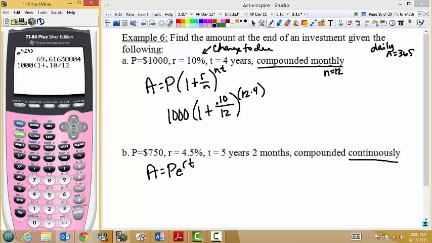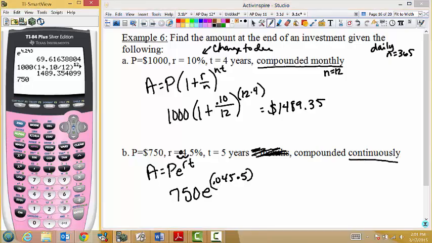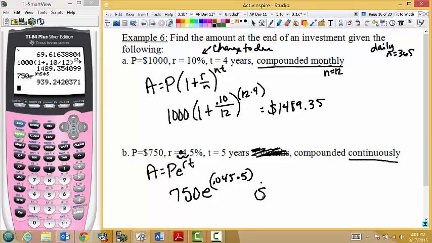1 plus 0.10 divided by 12, close parentheses, to the 12 times 4 is 1489.35. And then compounded continuously is the PERT formula. So it's 750 E to the, I moved my decimal 2 places, 0.045, and just ignore the 2 months, pretend like it's not there, times 5. So 750 E to the 0.045 times 5 is $939.24.